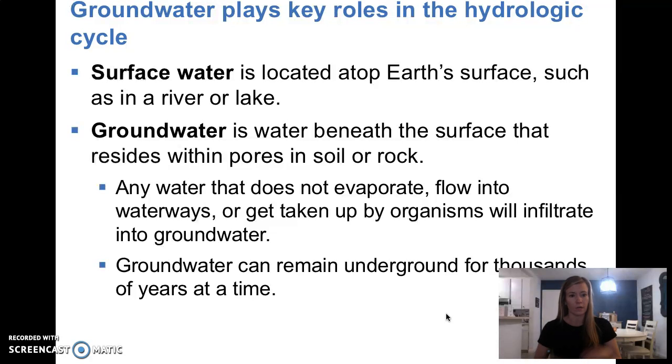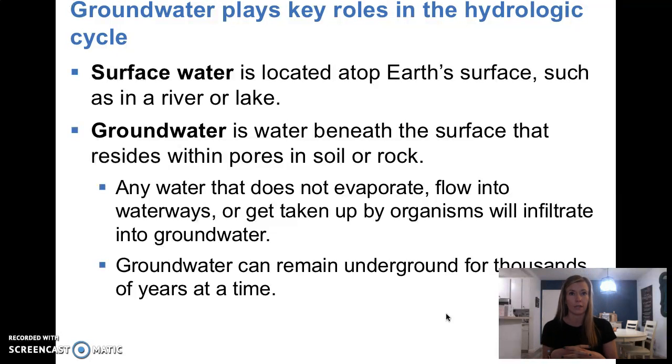If you think of the ground as a sponge, it is a solid thing, but water can fill in the pores inside of it. Any water that doesn't evaporate, flow into waterways, or get taken up by organisms will infiltrate into groundwater. So it's kind of what's left over, and then it fills in the pores in the soil. And groundwater can remain underground for thousands of years at a time. And the groundwater is moving too. It's going to move from areas of high pressure to areas of low pressure.